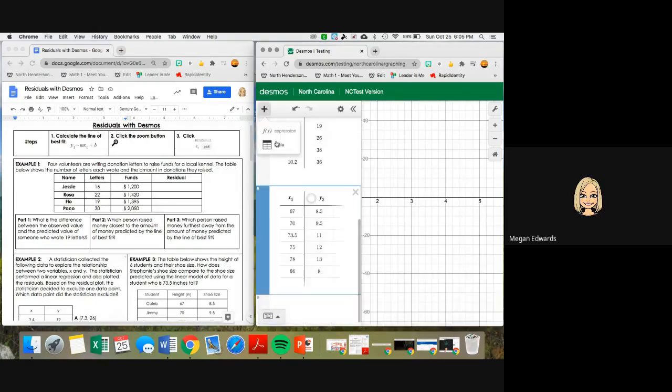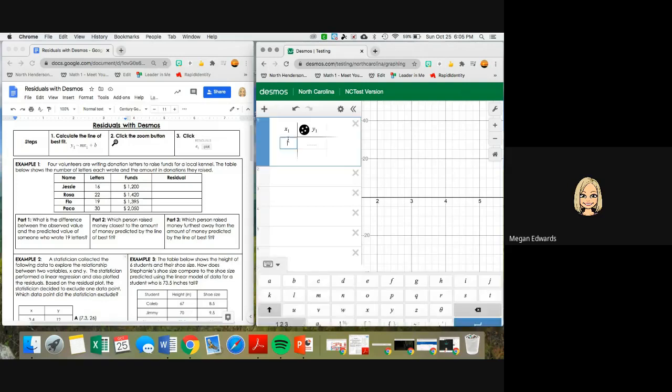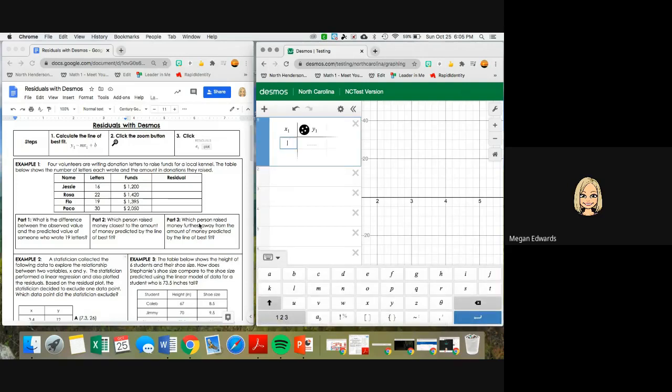You'll hit add a table. So I've already done that up here, and I'm just going to enter my values. So for example 1, 4 volunteers are writing donation letters. The table shows the number of letters each wrote and the amount of donations needed, and we're trying to find the residuals.